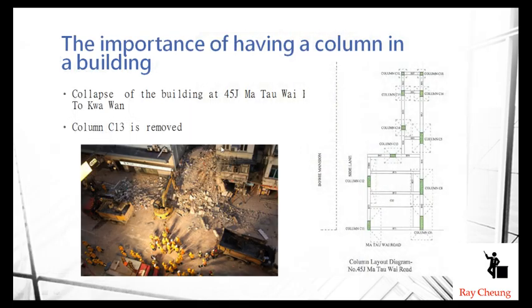And remember, the column is very important. If someone wants to remove it or trim it, you need to consult the structural engineers. Otherwise, you can see the so-called fatal errors in this accident: the building collapsed in Hong Kong.